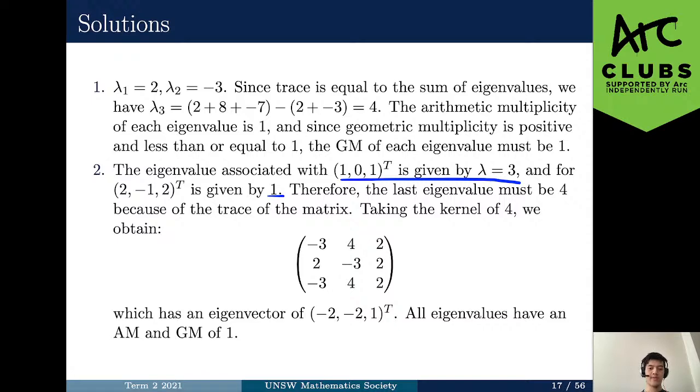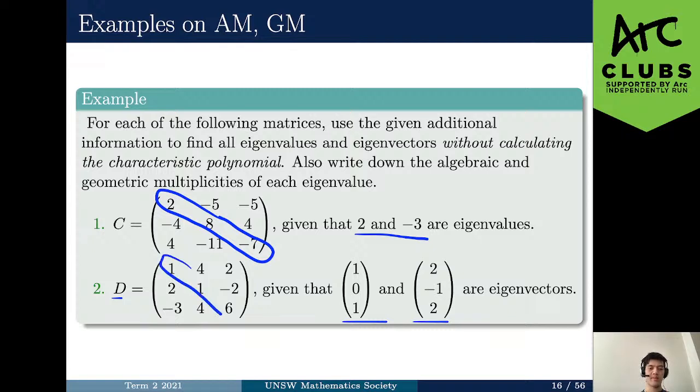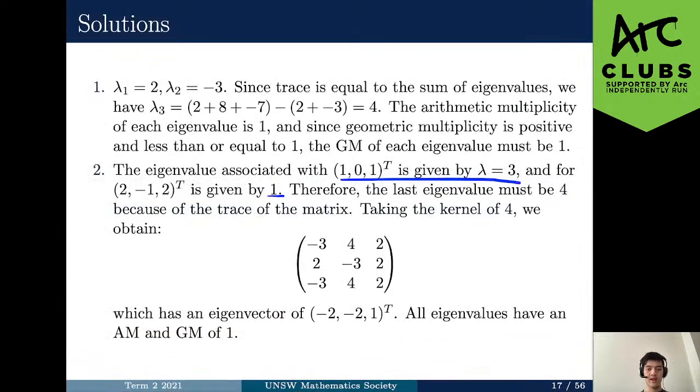And then again, we can look at the trace of the matrix. The trace of this matrix is the sum of the eigenvalues, and I already have 2 of the eigenvalues. So using this matrix, I can now work out what the third eigenvalue is. And we work out that it's actually 4. And again, since the 3 eigenvalues are distinct, the algebraic multiplicity is 1, and the geometric multiplicity is less than or equal to that, so it must also be 1.